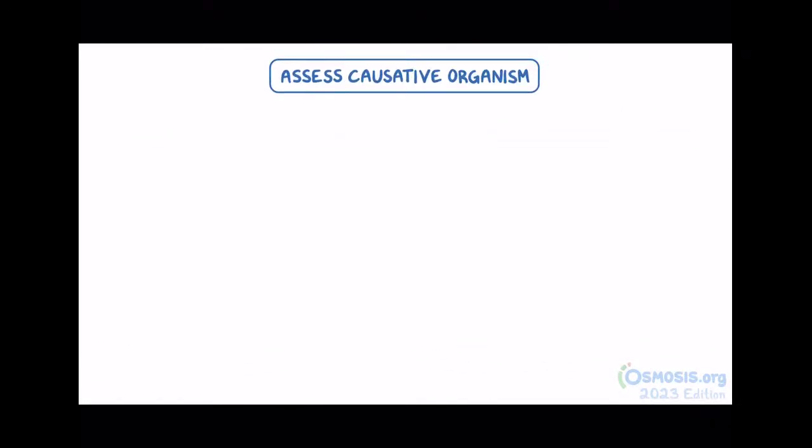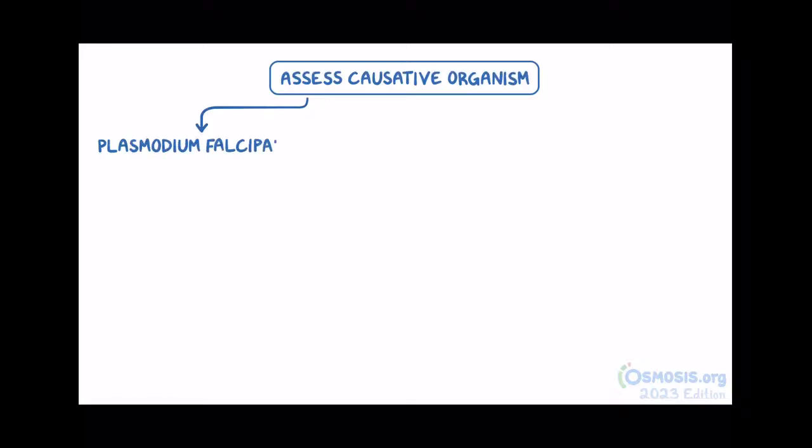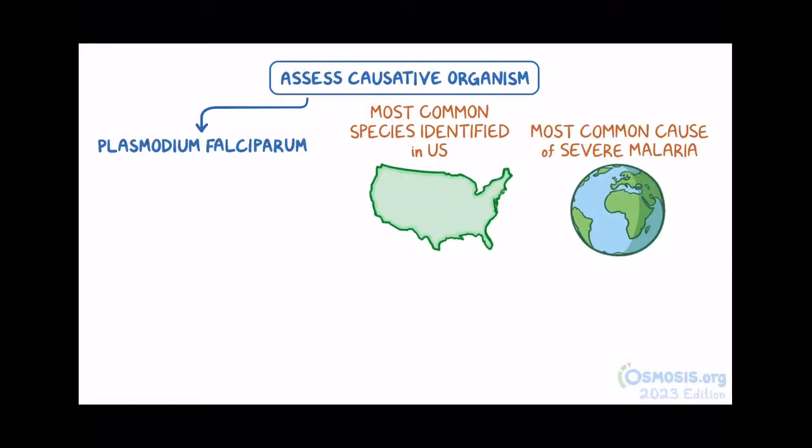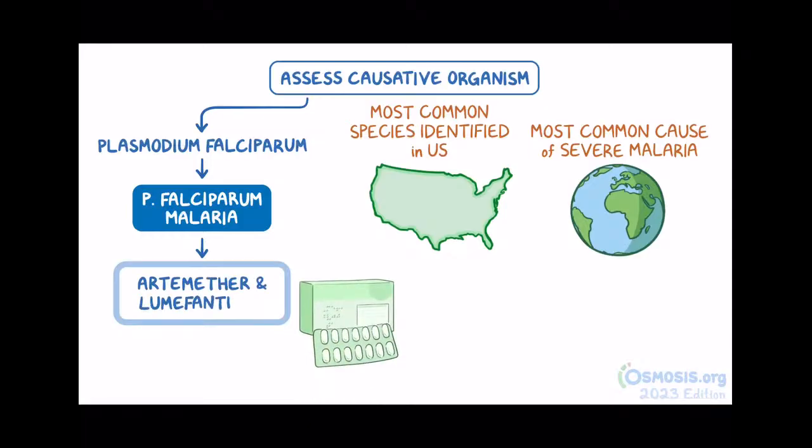The blood smear may reveal Plasmodium falciparum. This is the most common species of malaria identified in the United States. In addition, it is the most common cause of severe malaria worldwide. At this point, you can diagnose Plasmodium falciparum malaria and treat your patient with the combination medication artemether and lumefantrine.